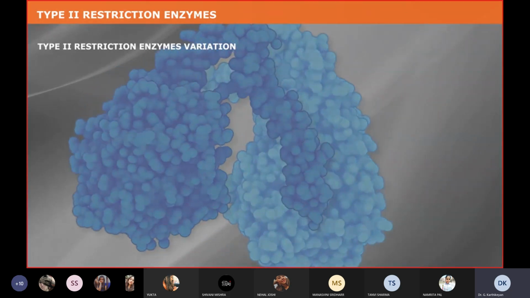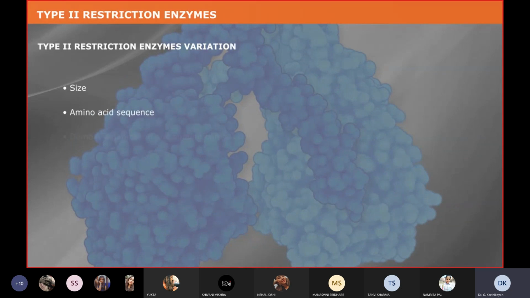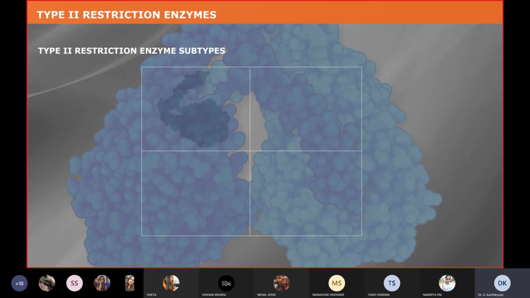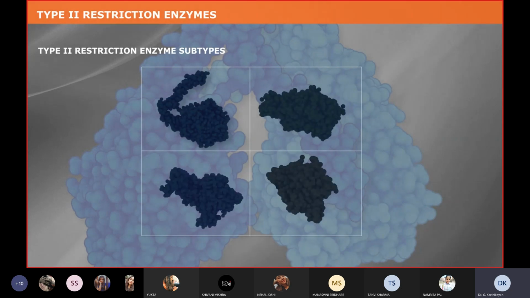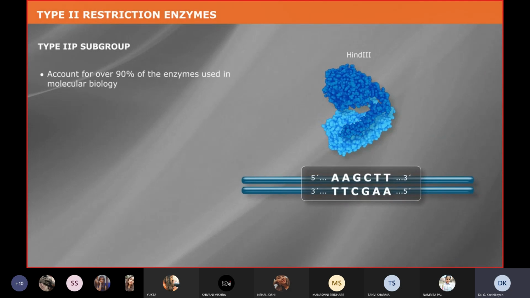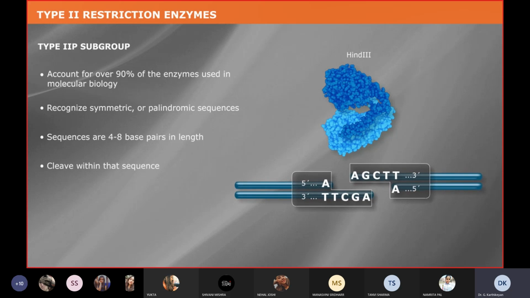Type 2 restriction enzymes vary widely in size, amino acid sequence, domain organization, subunit composition, cofactor requirements, and modes of action. They are loosely grouped into subtypes based on their enzymatic properties. The four most important subtypes are type 2P, 2S, 2C, and 2T. Type 2P enzymes account for over 90% of the enzymes used in molecular biology. They recognize symmetric or palindromic sequences, 4 to 8 base pairs in length, and generally cleave within that sequence.